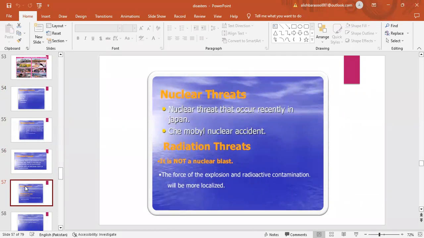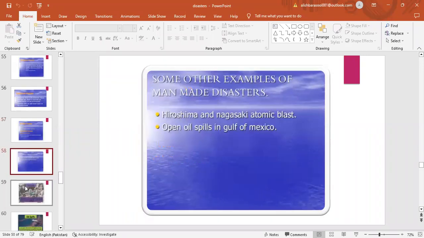Nuclear threats. A nuclear threat occurred recently in Japan. A mobile nuclear accident is a radiation threat. It is not a clear blast; the force of explosion and radioactive contamination will be more localized. Some other examples of man-made disasters: Hiroshima and Nagasaki atomic blast, oil spill in the Gulf of Mexico.